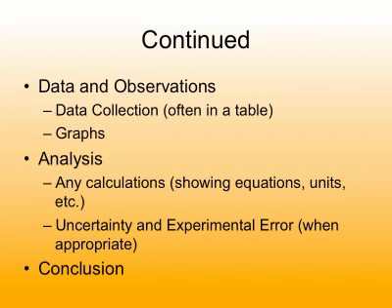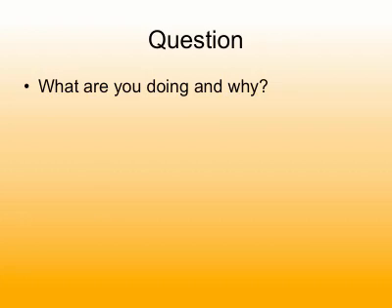The next section is your data and observations. These are your results. What happened when you did your lab? Oftentimes they will be given in a table or a graph format. Then will come your analysis. This is where you're explaining what your data means. This is where you will include any calculations that you do with your data in order to reach further information. Make sure that it also includes any uncertainty and experimental error and an explanation of it. And finally, last of all, is your conclusion. Let's take a closer look at each of these sections.